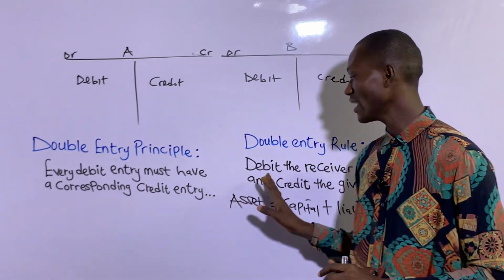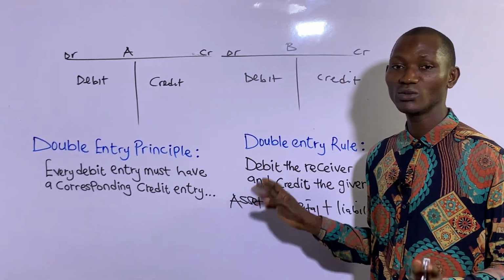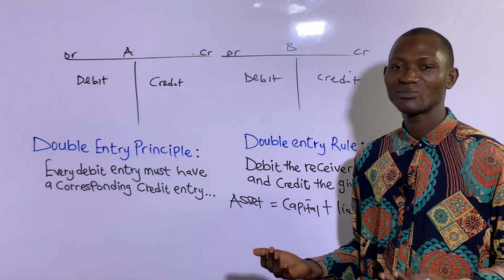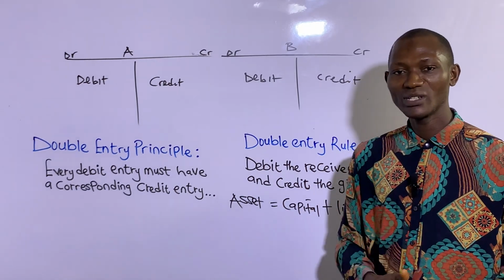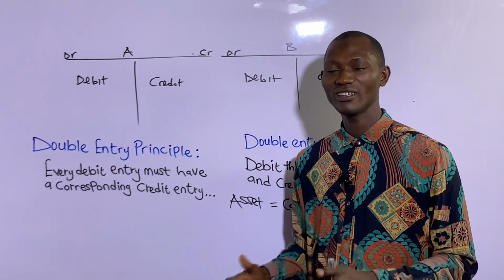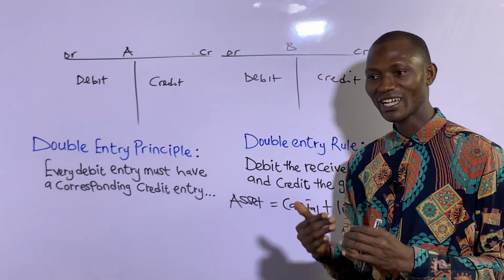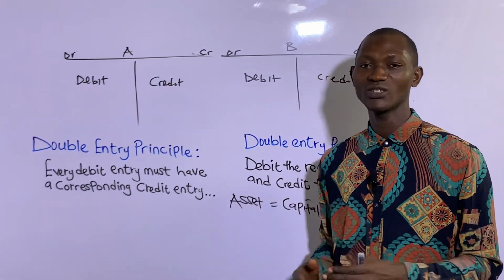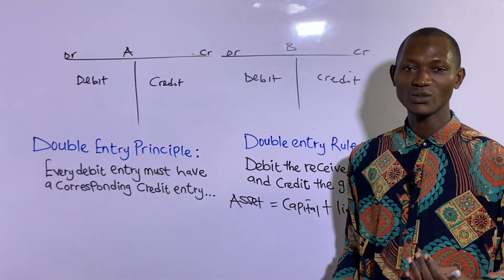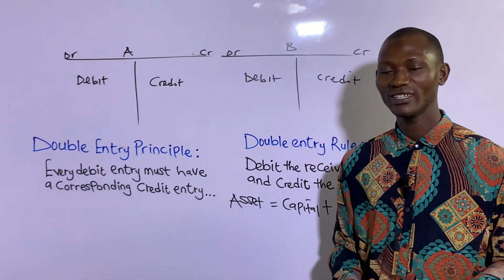Simple. Then the last, the double entry rule. The double entry rule states that you debit the receiver and credit the giver. If an account is giving, such account should be credited. And if an account is receiving, such account should be debited.